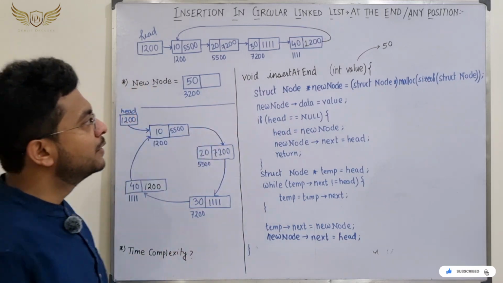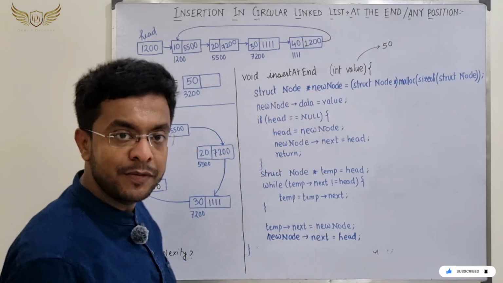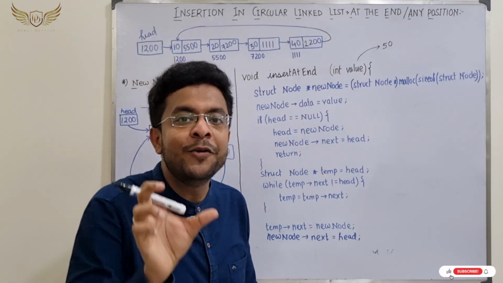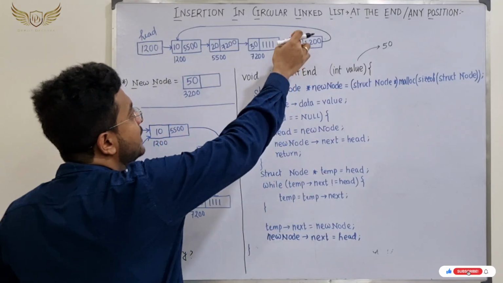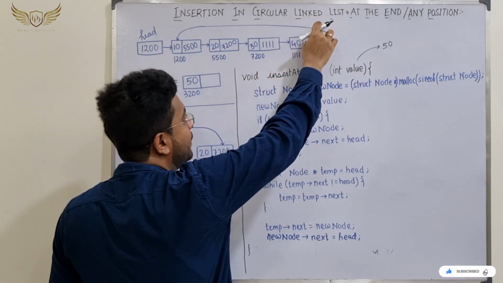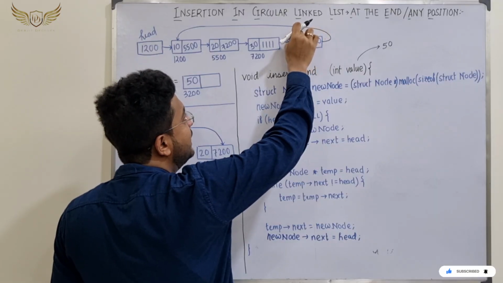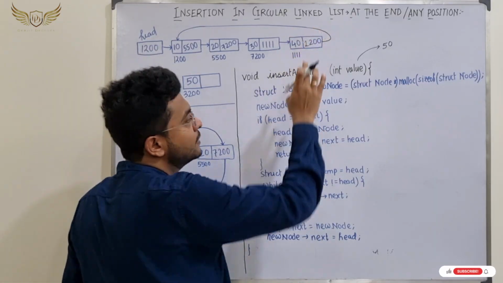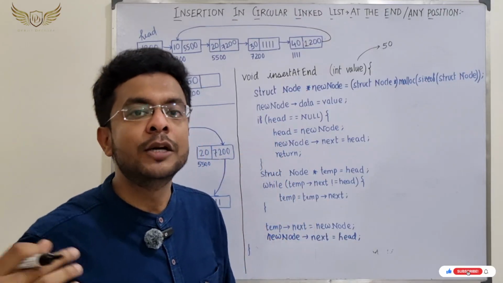Now what will we be doing? The first line, struct node star new node. Linked list is a dynamic data structure, so whenever a node arrives, we'll be giving space. A node holds an integer data part and a pointer part. Suppose the integer is 4 bytes and the pointer is 8 bytes. In that case, the total size of the node is 12 bytes.